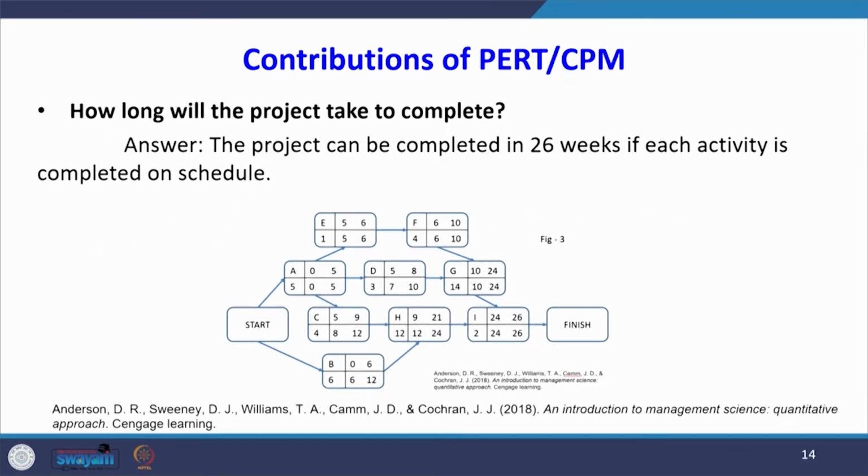The first question that the manager wants to know is, how long will the project take to complete? It is a very obvious question. So, the project can be completed in 26 weeks, because you see this 26 weeks, here also 26 weeks, if each activity is completed on schedule. That is the answer for this question.